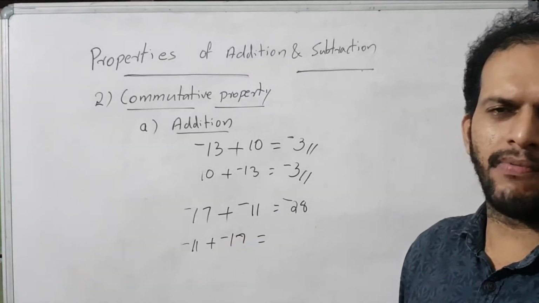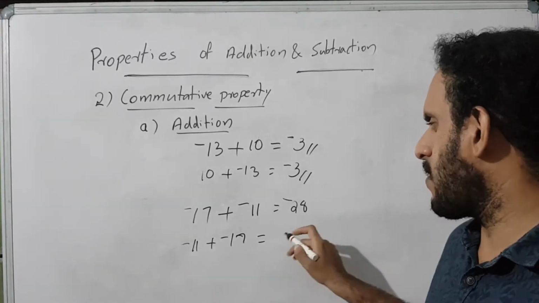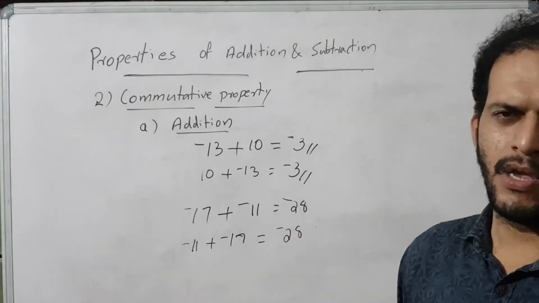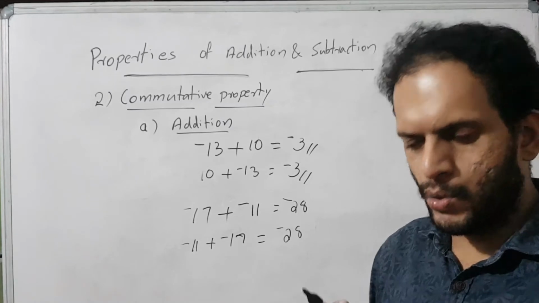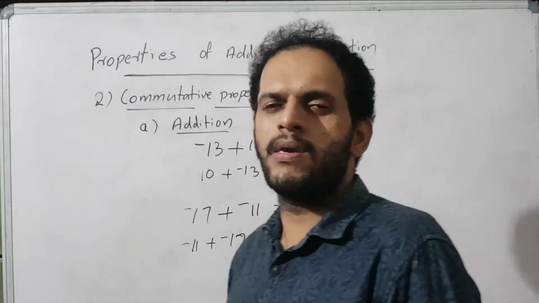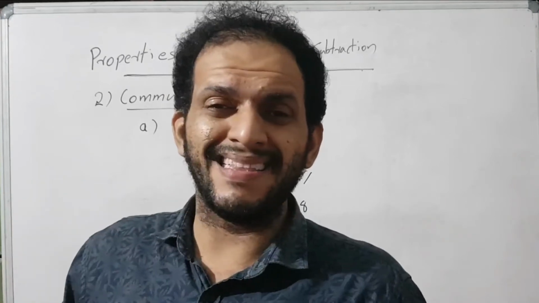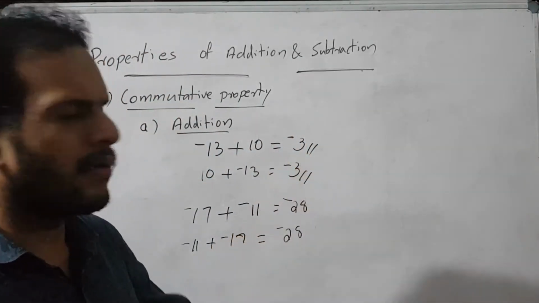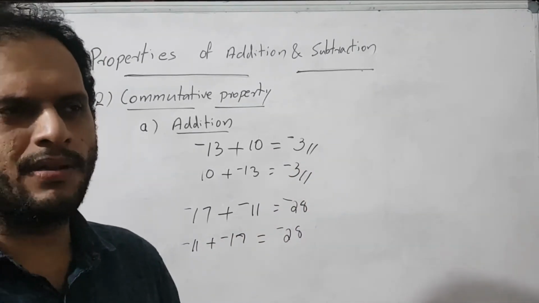Here also the signs of the numbers are the same. We add the numbers. 11 plus 17 is 28, and put the same sign. Correct? So the answer remains the same. What is that? Minus 28. So we conclude here: if we change the order of numbers in the case of addition, it does not affect the answer; the answer remains the same in all the cases. Correct?